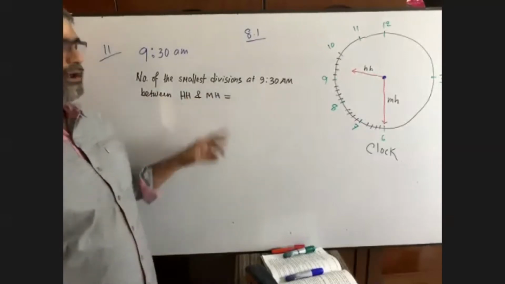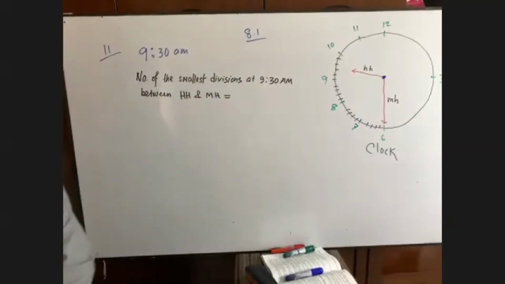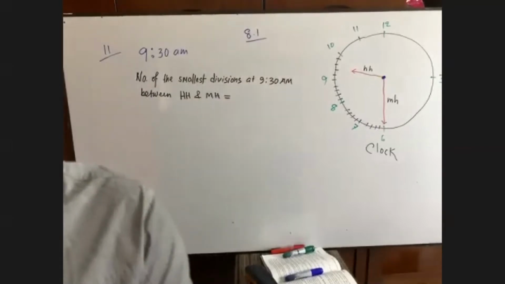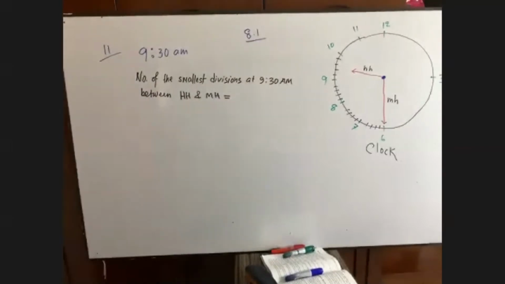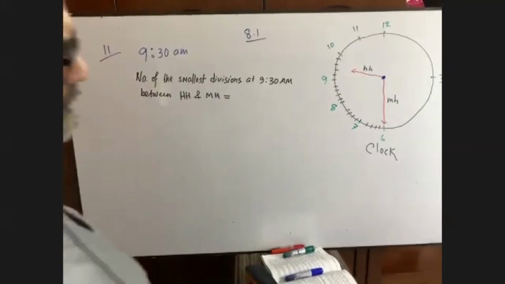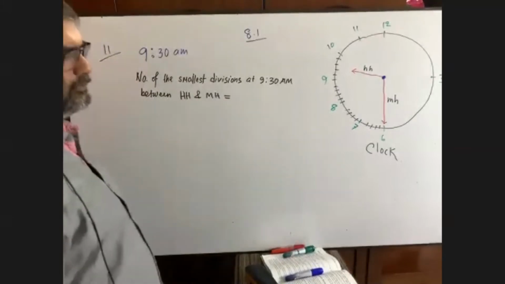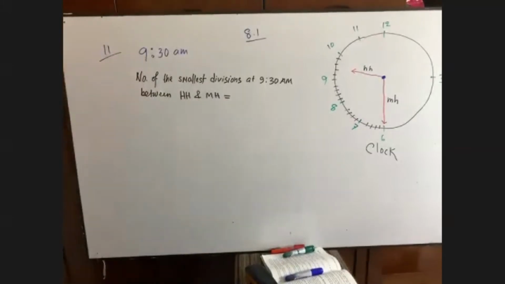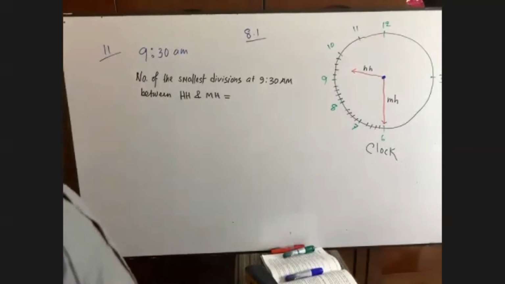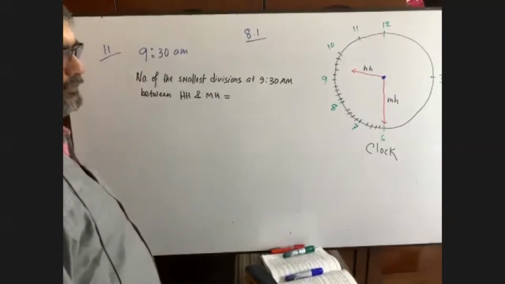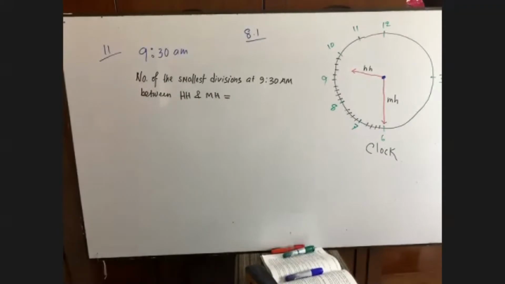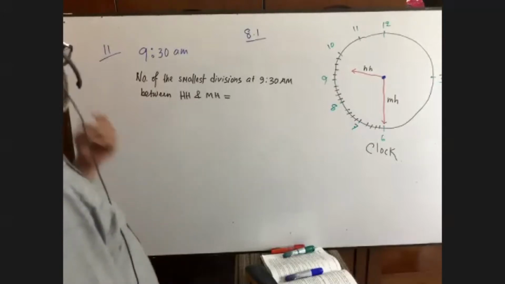Hour hand and minute hand. Okay, there are two hands. How many smallest divisions are there? Can you count it? Yes or no? Yes, sir. No, you cannot count. Even I cannot count. Okay, very good.